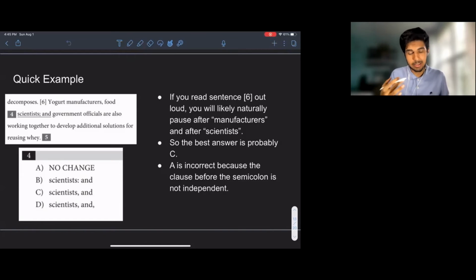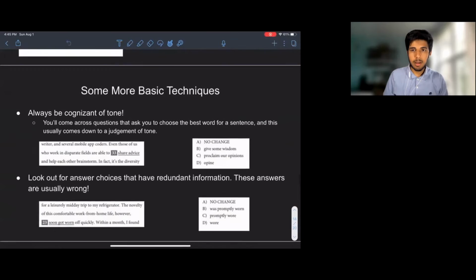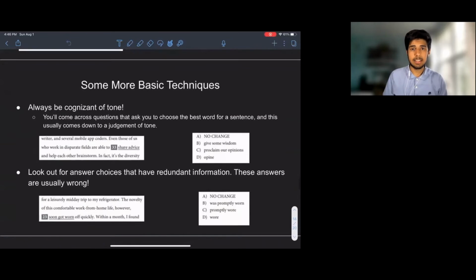So choice C is likely our best answer, and they just put a comma after the word "scientists," and that is where I naturally paused. So we should be feeling quite confident about that answer. Okay, so we'll move on to some more basic techniques.